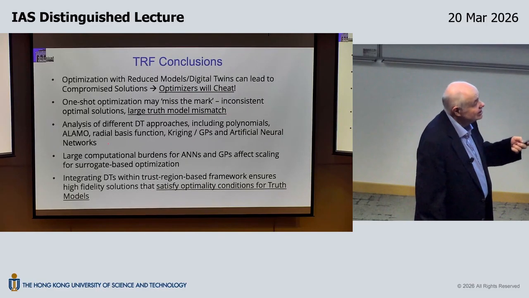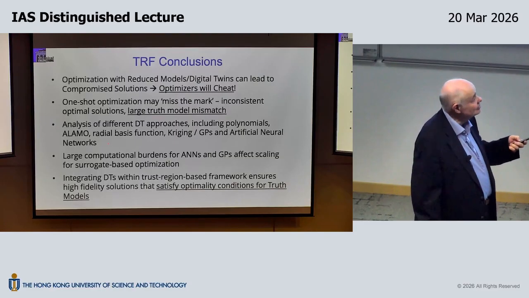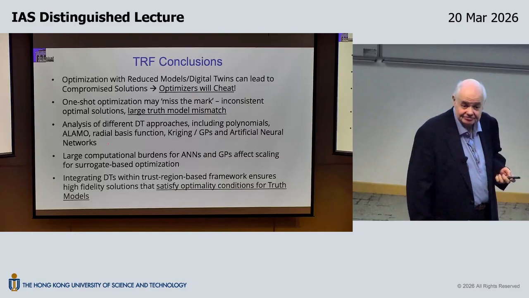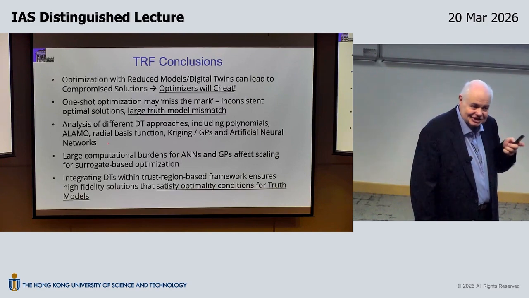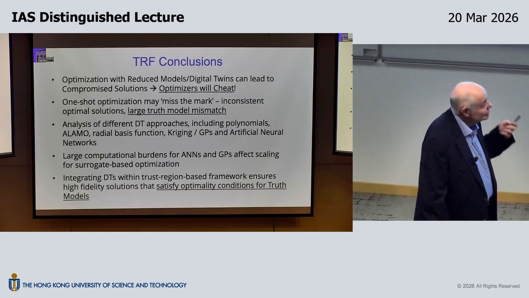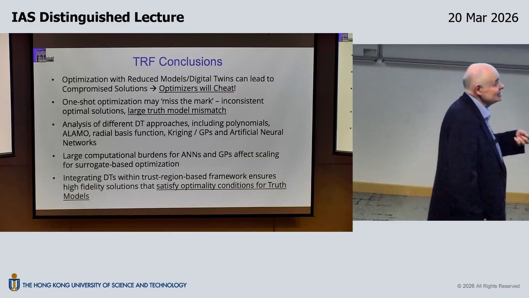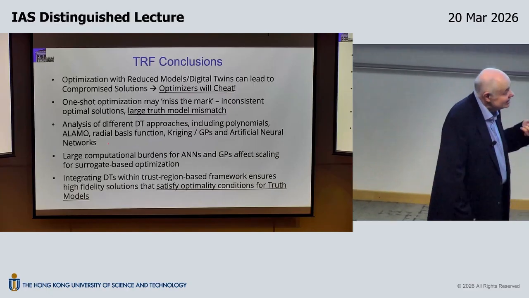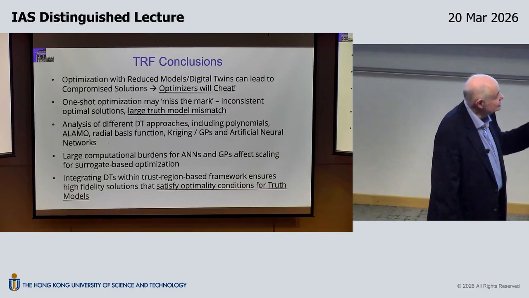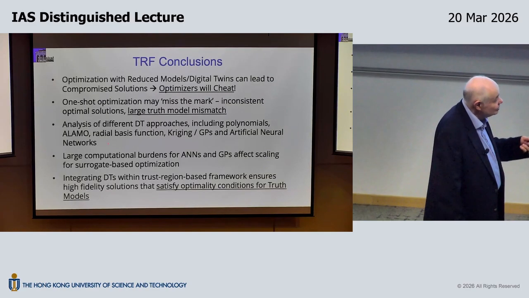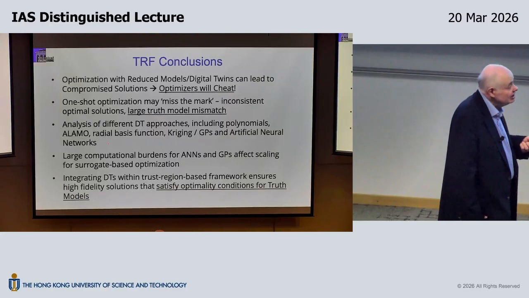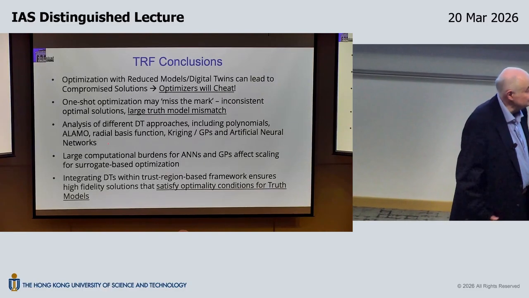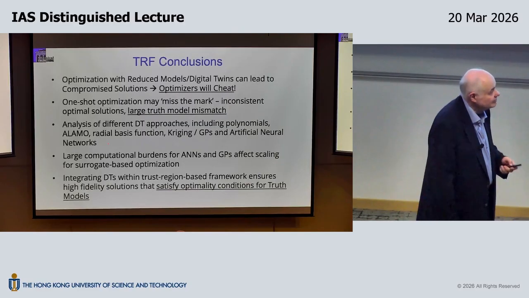Before I get into that, just tell you that if you do one-shot optimization, optimizers will cheat, okay? Sometimes they will find the hole that you didn't get with your data set and with your training, and it will go through that hole and give you a model that has a large truth model mismatch. It can happen. Here are some truth models that some digital twins that we used, okay? And what we can guarantee is satisfy the optimality conditions for the truth models using a variety of digital twins. Almost no requirements required. Okay, good.